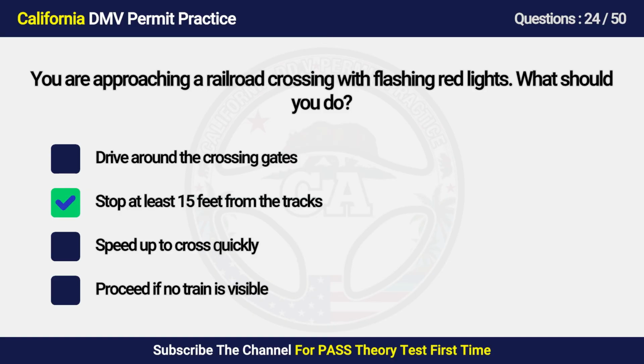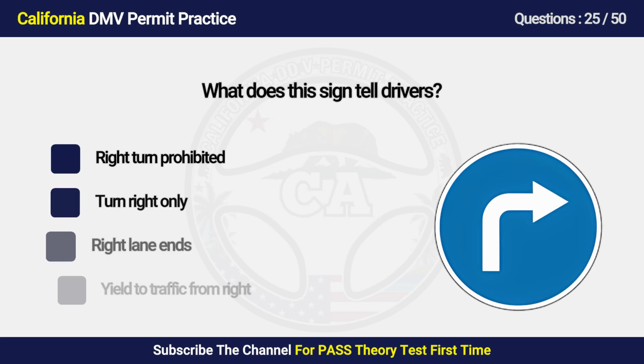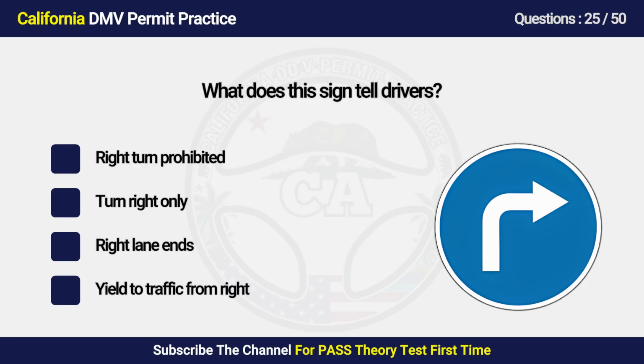Answer is B. Stop at least 15 feet from the tracks. When flashing red lights are active at a railroad crossing, you must stop at least 15 feet, but no more than 50 feet, from the nearest track. Never drive around or under lowered gates. Question 25. What does this sign tell drivers? A. Right turn prohibited. B. Turn right only. C. Right lane ends. D. Yield to traffic from right.